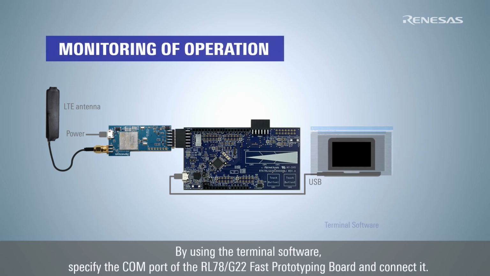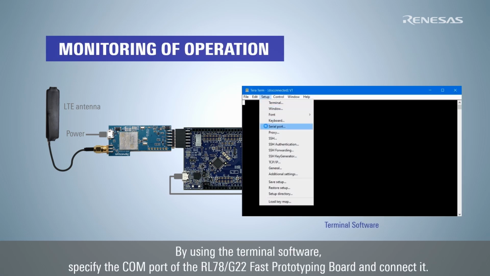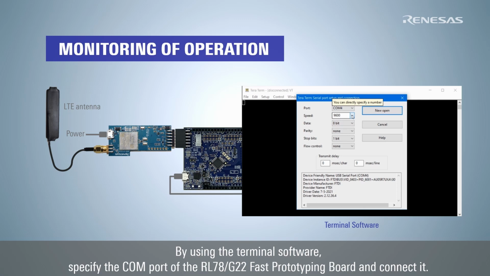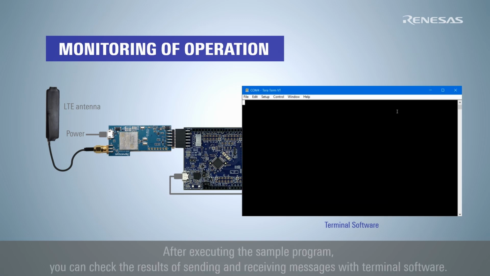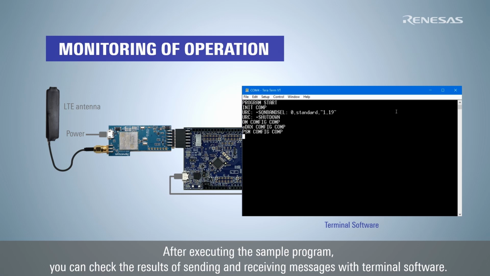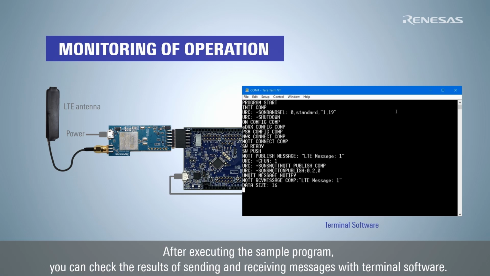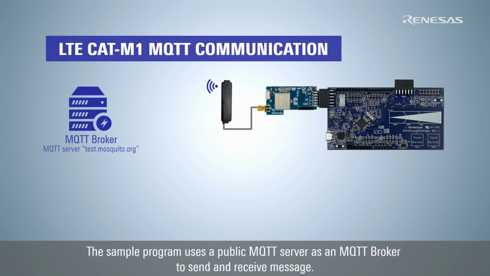By using the terminal software, specify the COM port of the RL78G22 fast prototyping board and connect it. After executing the sample program, you can check the results of sending and receiving messages with terminal software. The sample program uses a public MQTT server as an MQTT broker to send and receive messages.